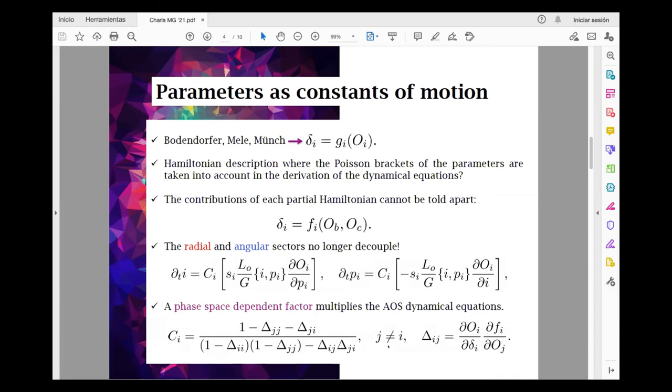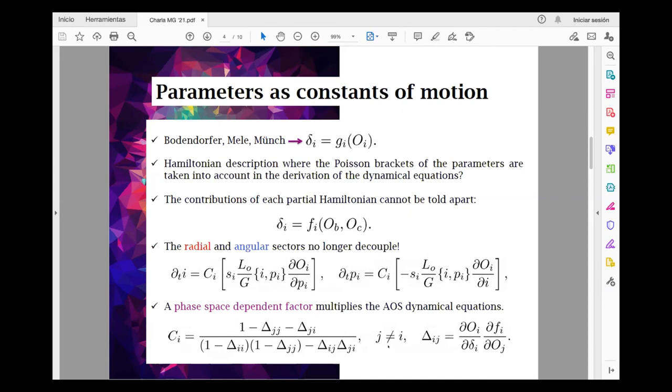So when we compute the time derivatives of the triad and the connection variables, we obtain that the equations that were considered in the original works are now multiplied by a global phase space dependent factor C, which is different in each of the sectors. So the radial equations of motion are multiplied by one factor, while the angular ones are multiplied by another one, which is a priori different.